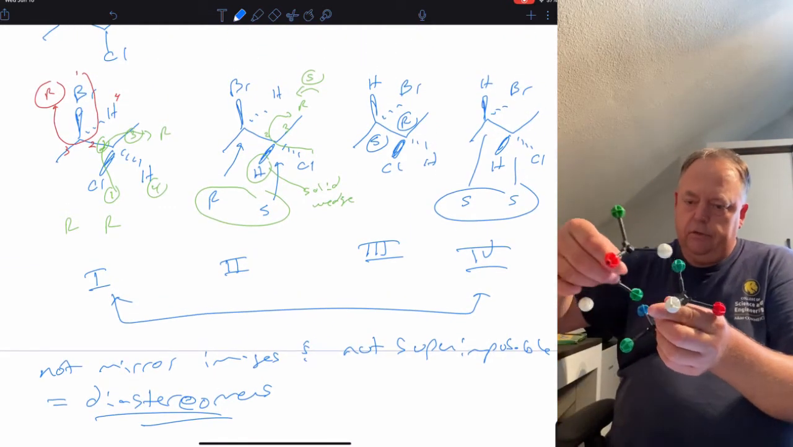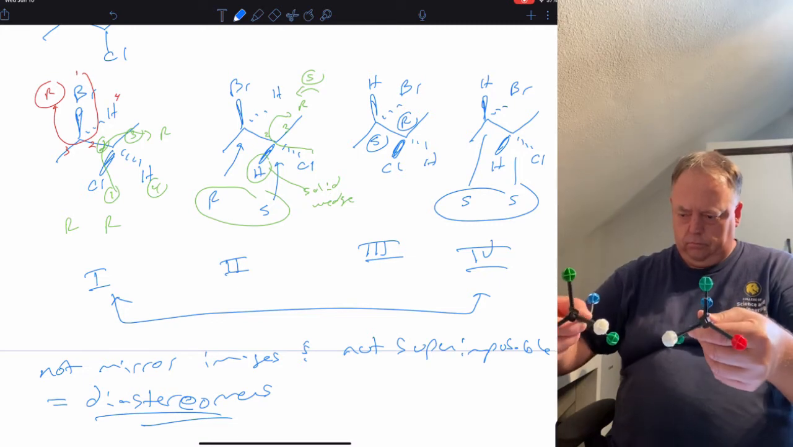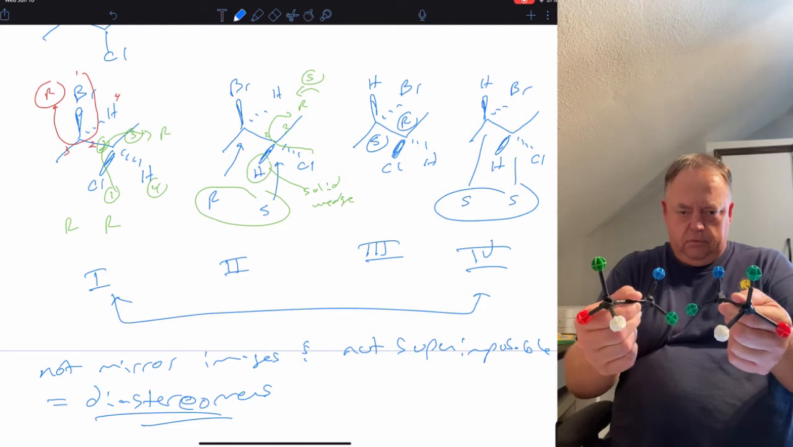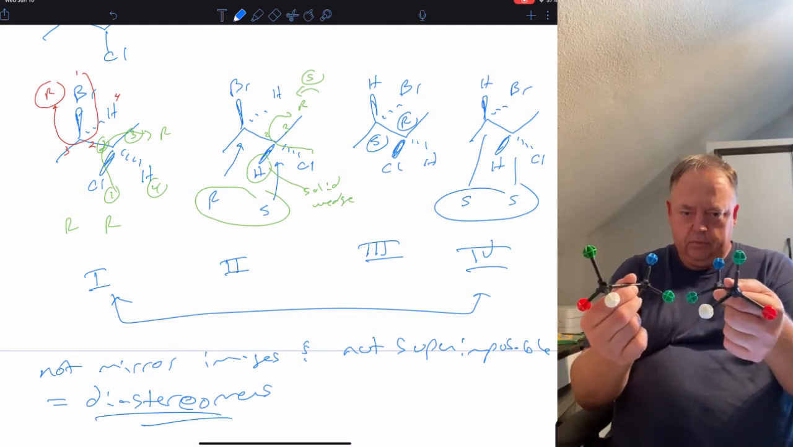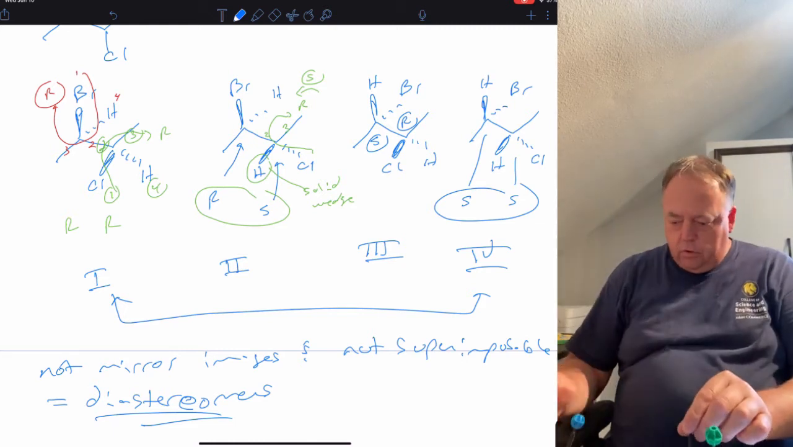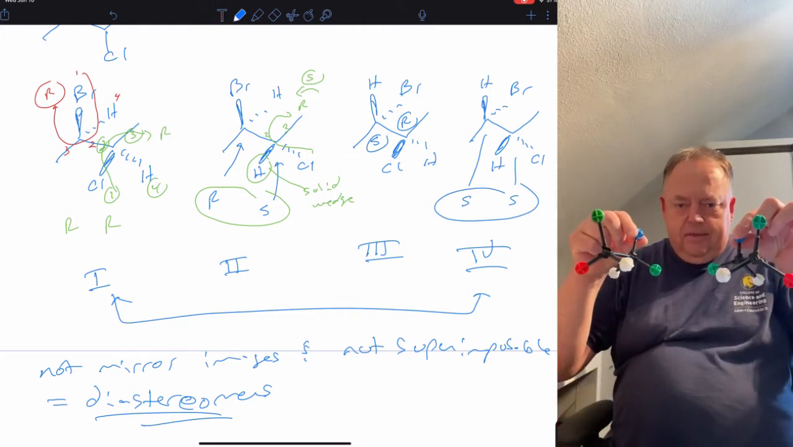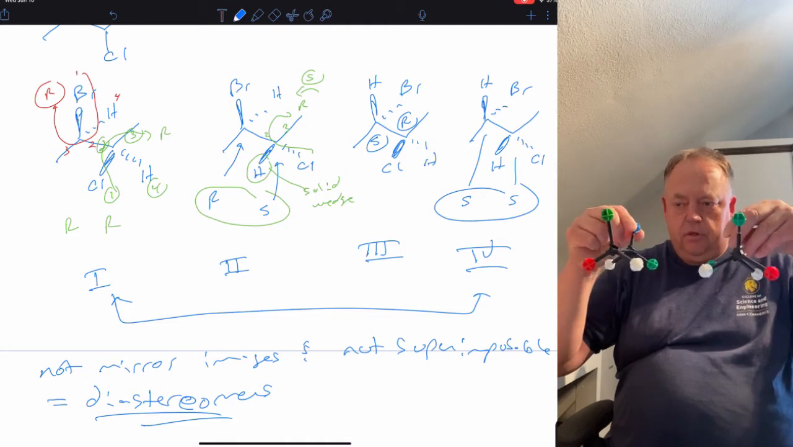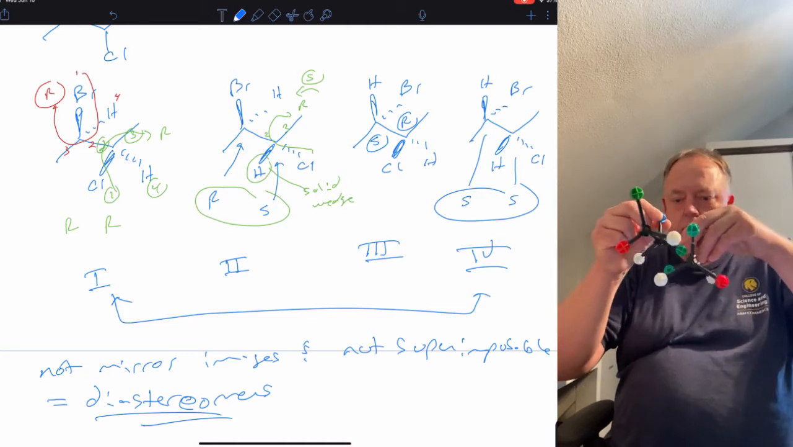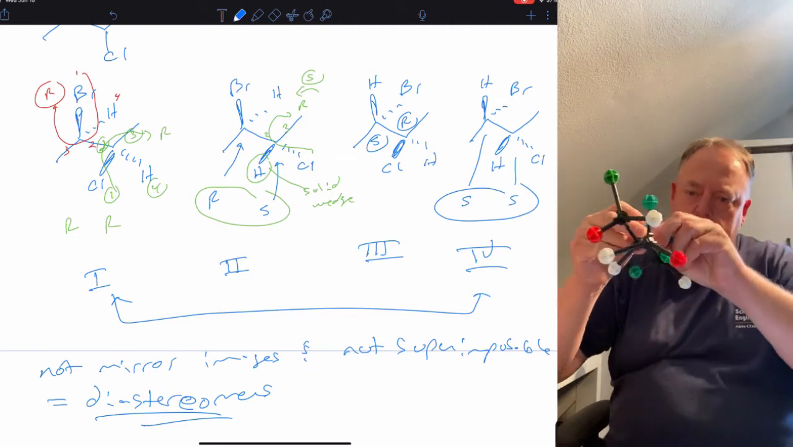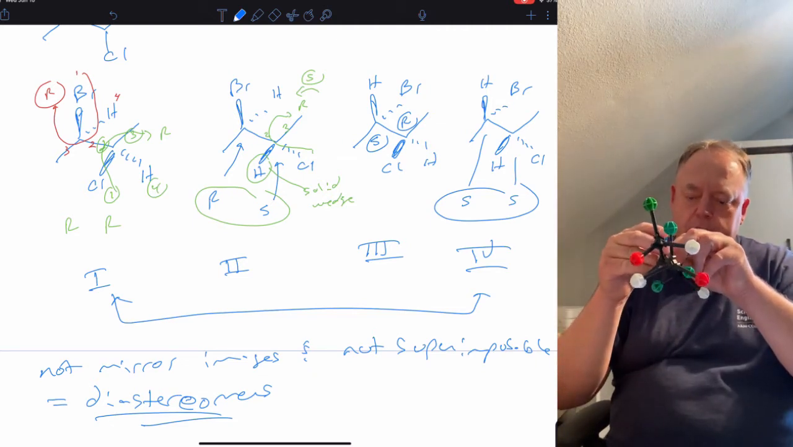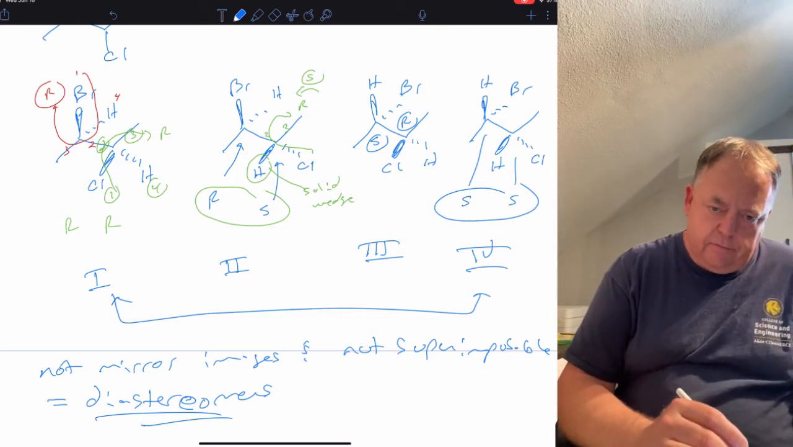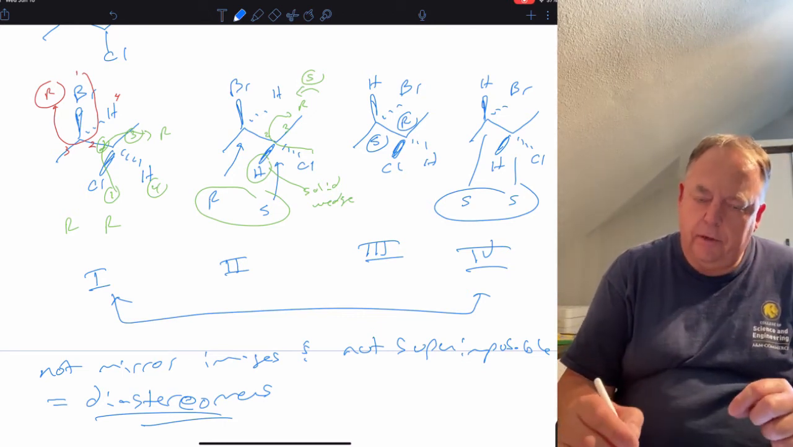So for these molecules, if we notice, these molecules are mirror images of each other. So maybe that's possible to see, if I can find a better way to hold them. Those molecules, the front carbons are mirror images and the back carbons are mirror images. So these are mirror images, but they're not superimposable. So the relationship between these two molecules would be enantiomers. So to be enantiomers, every single chiral carbon has to be different.